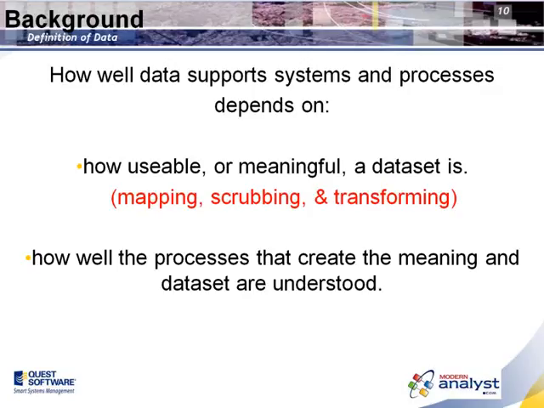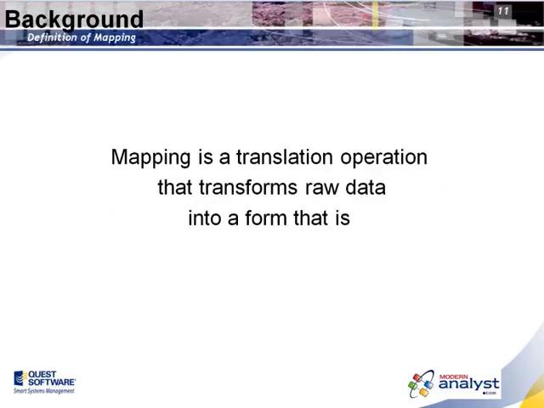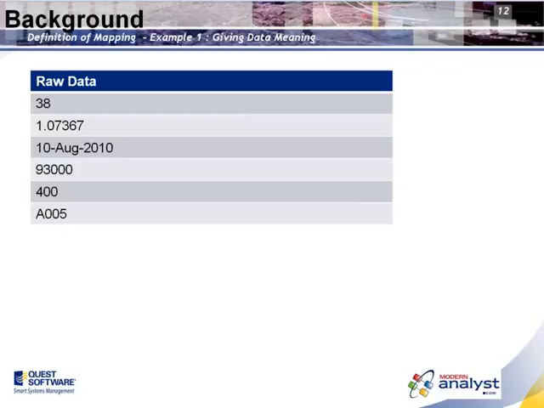Mapping, scrubbing, and transforming are operations that give data meaning. And traceability is simply having visibility over those operations. So I guess we could say that mapping is a translation operation that transforms raw data into a form that is meaningful to another process or system.